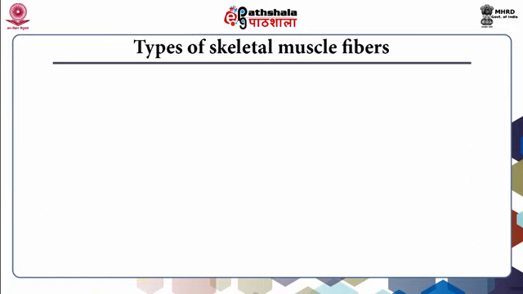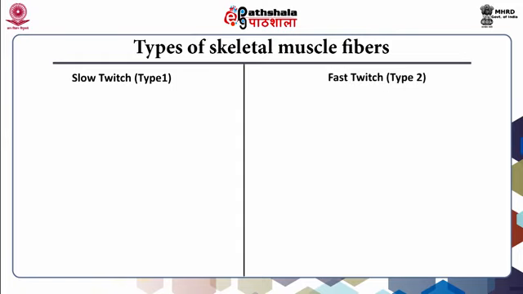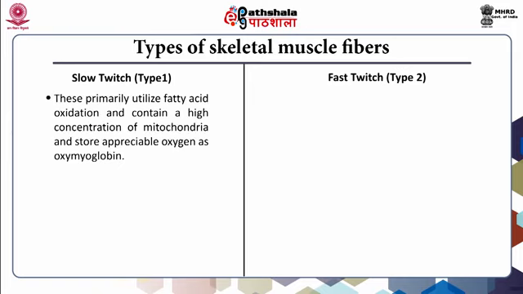There are different types of skeletal muscle fiber: slow twitch and fast twitch. Slow twitch is also called type 1 skeletal muscle fiber. These primarily utilize fatty acid oxidation, contain a high concentration of mitochondria, and store oxygen as oxymyoglobin. This type of fiber is red in color and does not fatigue quickly.